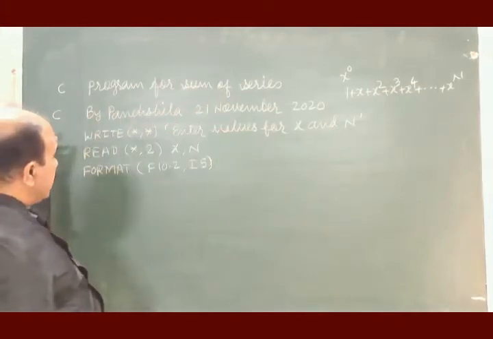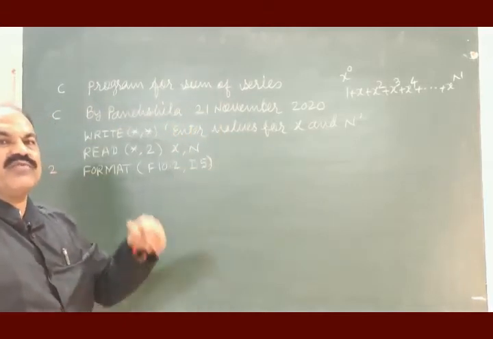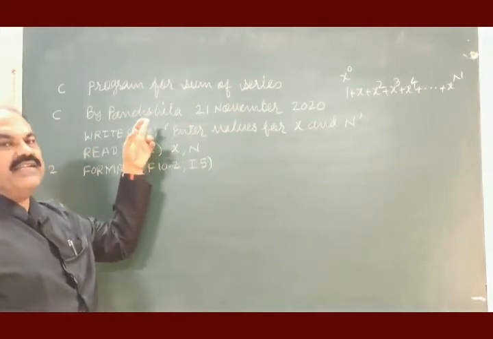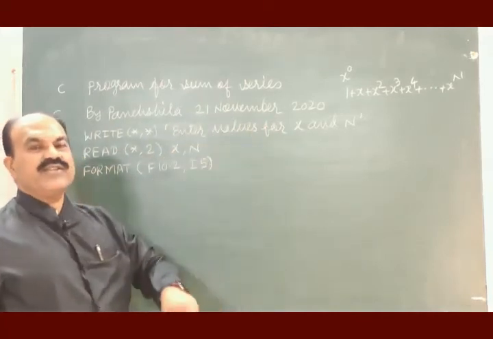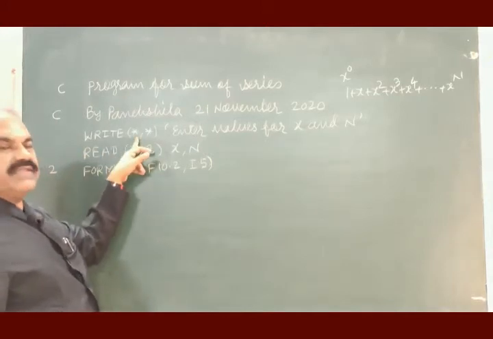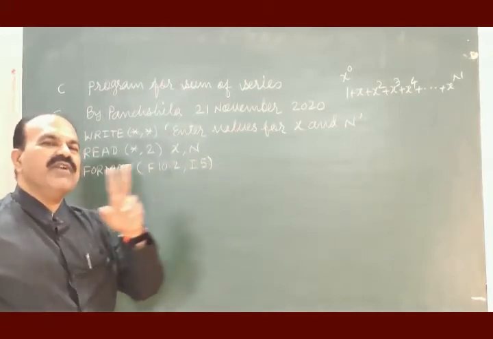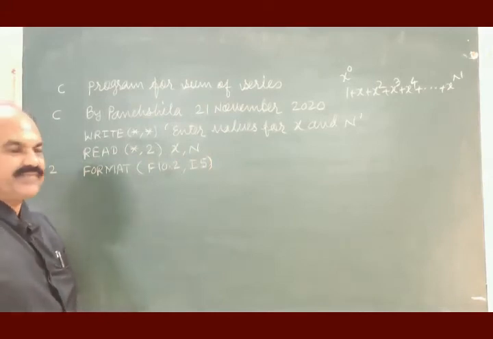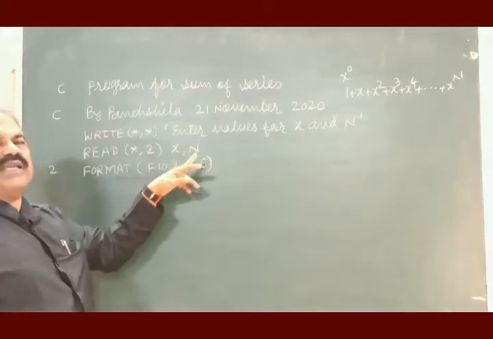Comment line to explain the purpose of the program in short. Comment line giving the name of the program developer and the date on which the program is developed. Write asterisk comma asterisk. Here you are going to simply put one more comment: Enter values for x and n. Then read asterisk comma 2 x comma n.